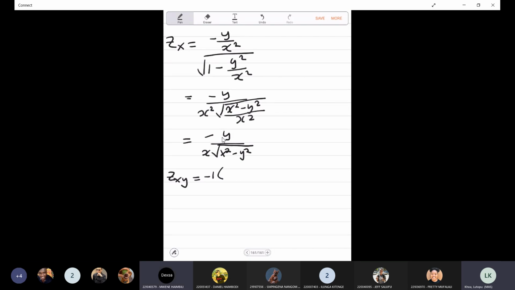Yes, I'm lost. Miss, why are you lost? The x. How did you factor the x out to get x and then the square root while it was x squared?